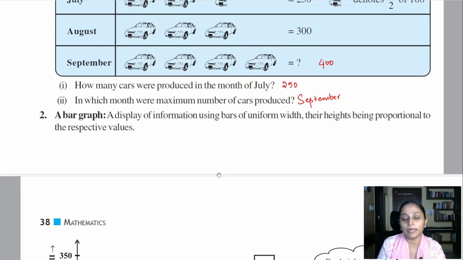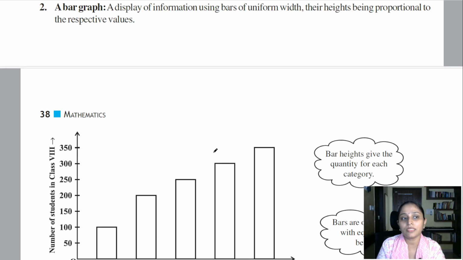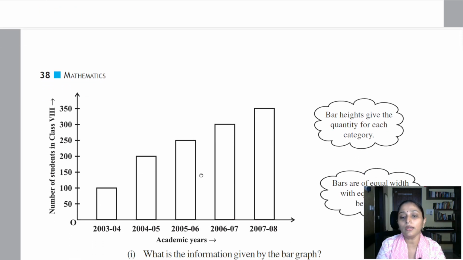Next, you have a bar graph. Here what we are going to do is, whatever information is given to us, we will be using bars in order to represent that information. So the height of the bar is going to be proportional to the values given, and your x-axis is going to have the particular category that you are representing.